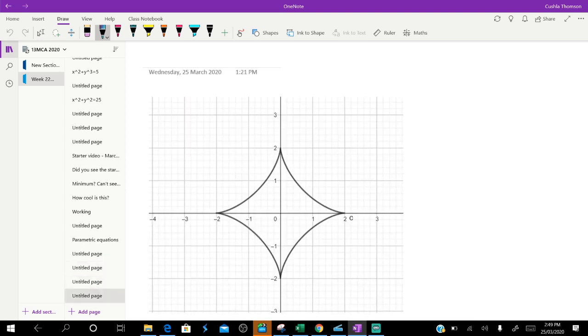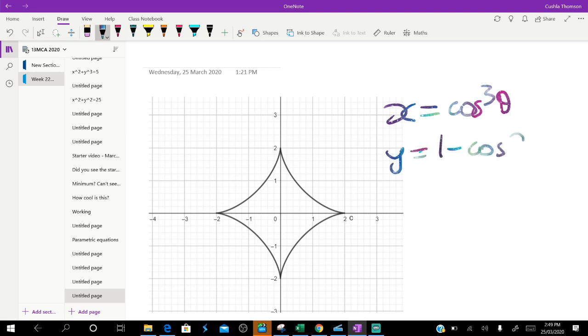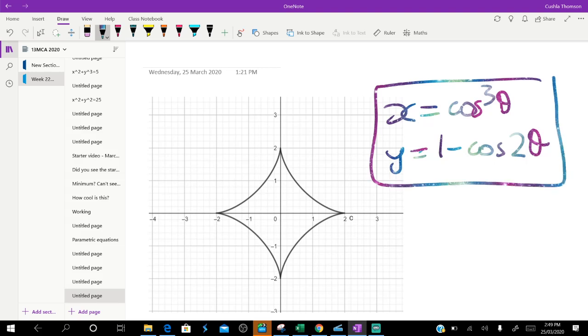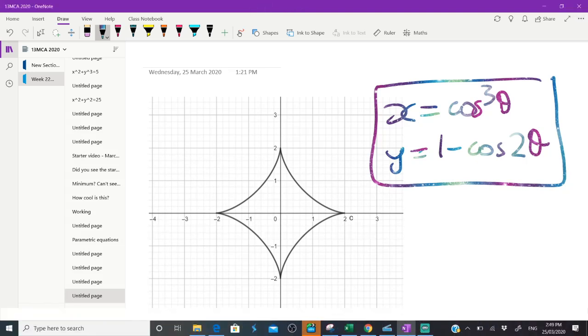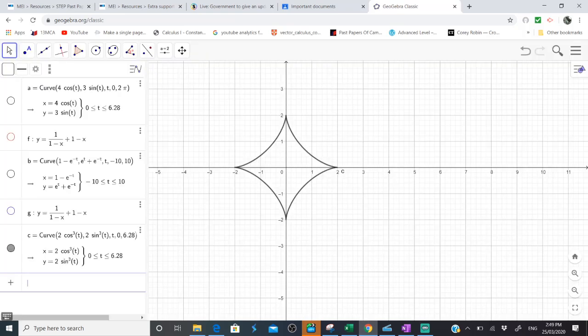Right, so this is a screenshot now of x equals cos cubed theta and y equals 1 minus cos 2 theta. Right? So as we move theta, the x and the y change. Now I'm going to go into Geogebra. Hopefully this will work live and just show you what happens when we move the thing.